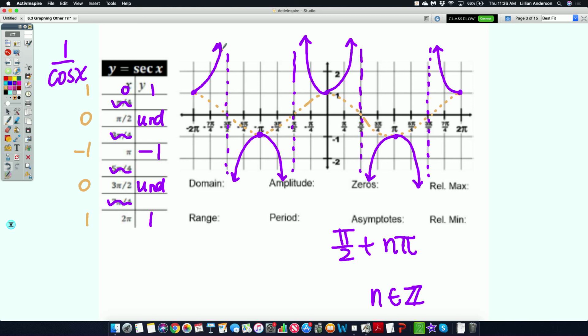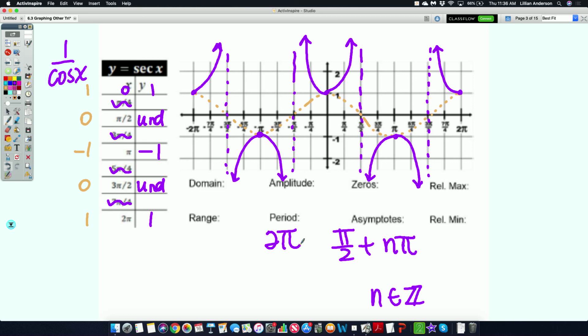What's the period of secant? Still 2 pi, very good. To be honest, it's going to be whatever the cosine function would be. They stayed the same. So cosine's 2 pi, secant's 2 pi. If cosine's 4 pi, then secant is 4 pi. Would that be the same for sine and cosine? Yes, exactly. Secant and cosecant.